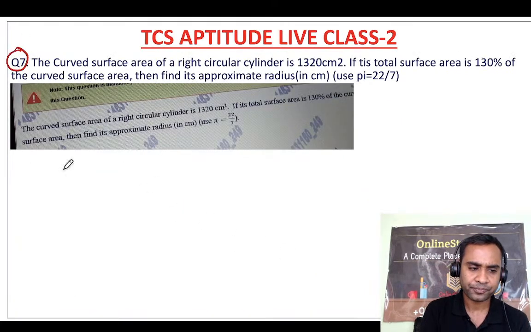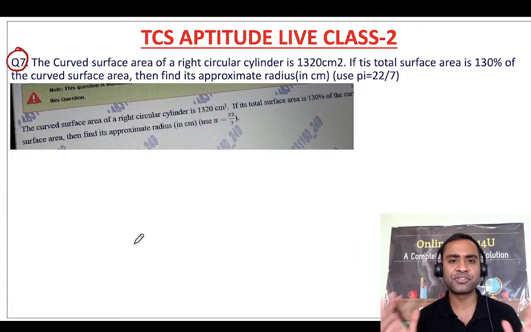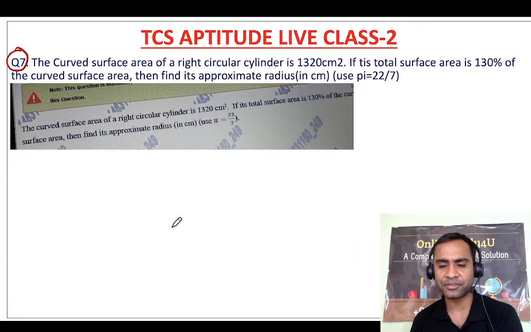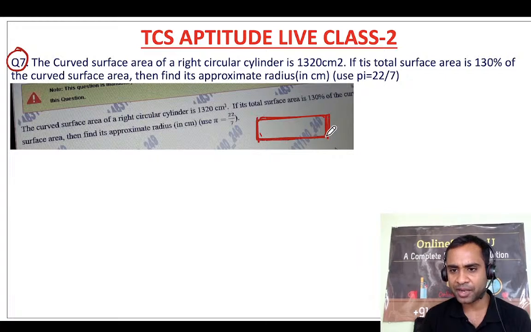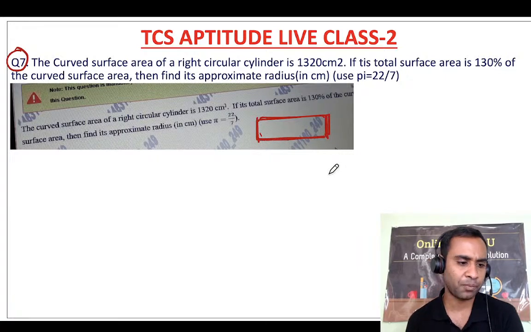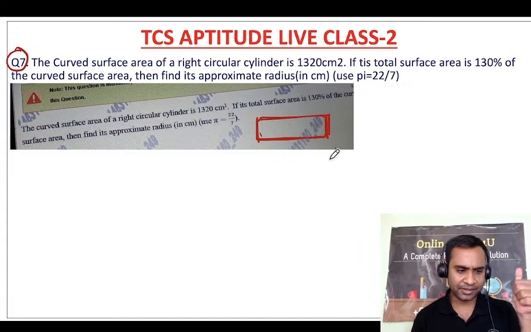Okay. Now next is mensuration. Next is a mensuration problem, and this was basically fill in the blanks. So we had to place the values here, approximate values we had to place. Okay, fine. Is it clear for everyone?